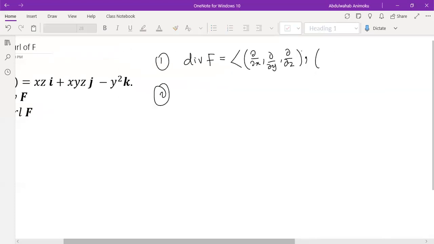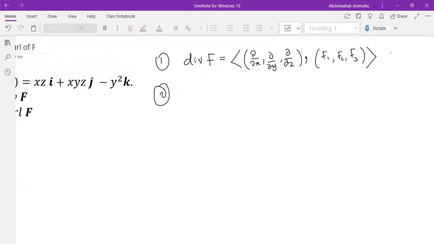So let's say the first component is this, the second component is this, and the third component is this. So this is how to find the divergence of a particular function. In this case, the first component for this particular function is xz, the second component is xyz, and the third component is minus y squared.